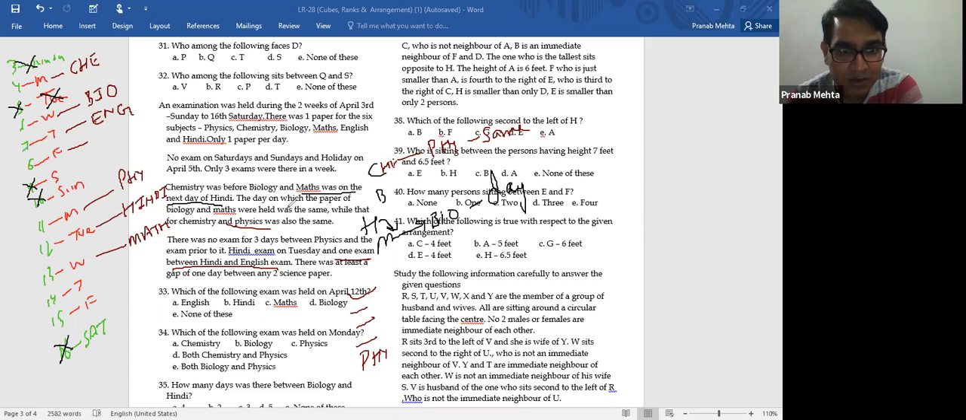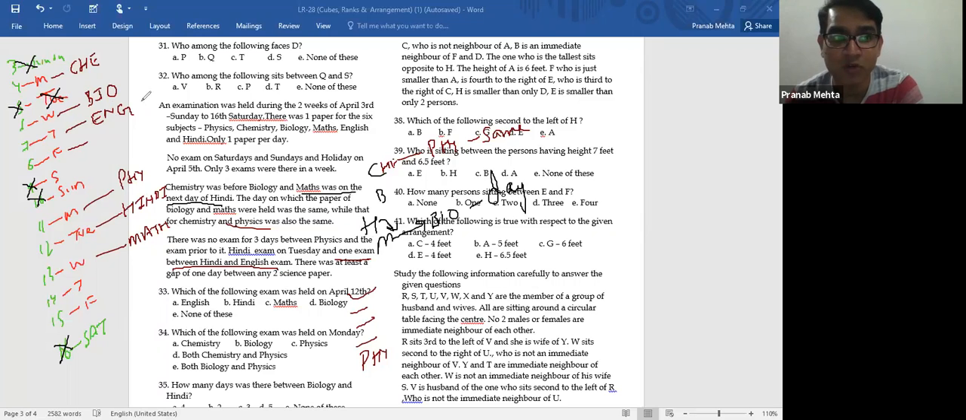And remember this data here, I'll show you. There was no exam for 3 days between physics and the exam prior to it. That is why we are talking about this Friday, Saturday and Sunday gap, a 3 days gap between the exam prior to it. So if I don't put English here, there will be a 4 days gap.